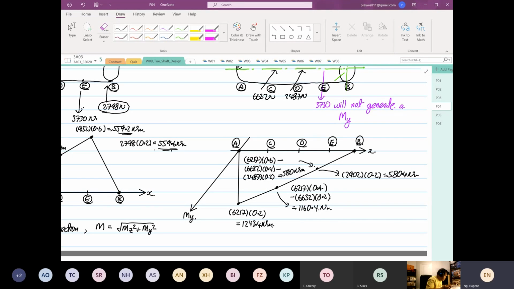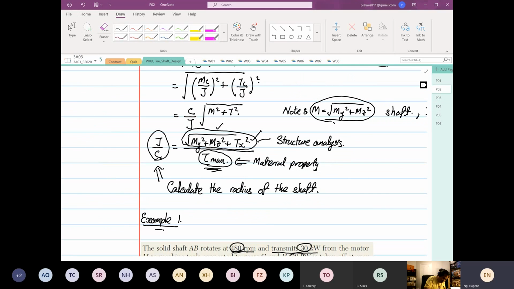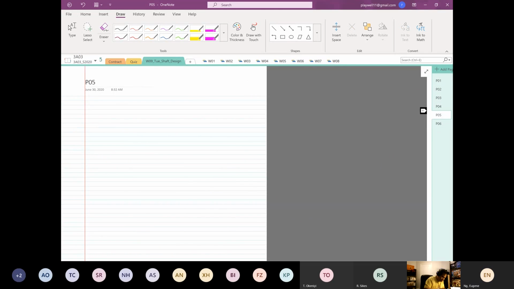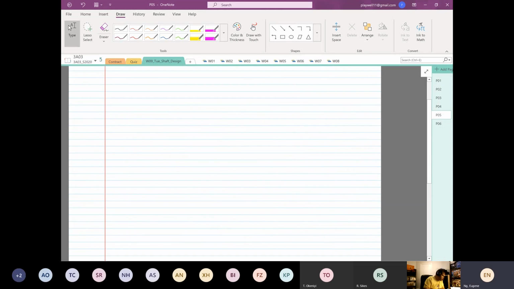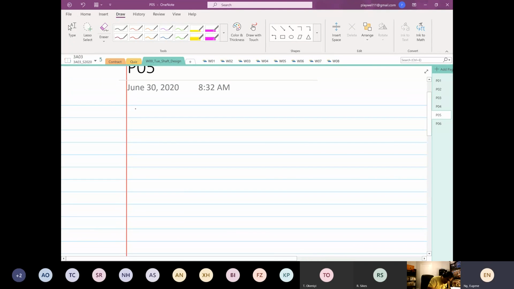Now when you have all this, the last one is the torque. So where we are now, we have My, Mz. Next, we want to find the torque. Now for the torque, you have to draw a torque diagram.